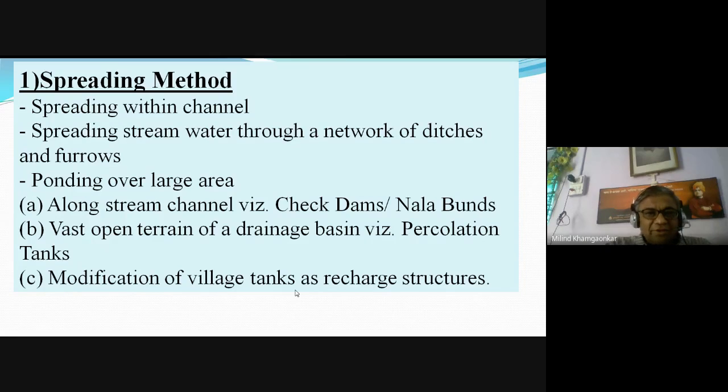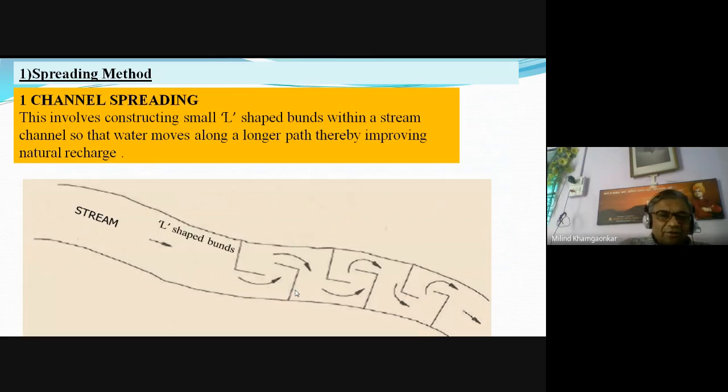These are some methods covered under the spreading method. कुछ दो तीन मेथड हम इसमें से समझ लेते हैं. स्प्रेडिंग मेथड में पहला है चैनल स्प्रेडिंग. चैनल यानी स्ट्रीम, नदी या नाला एखादा. ये चैनल में पानी को कैसे रोकना, कैसे स्प्रेड करना ताकि वो रुका हुआ पानी जमीन के अंदर परकोलेट होगा.